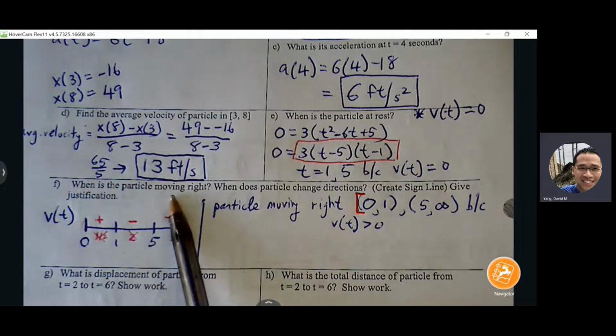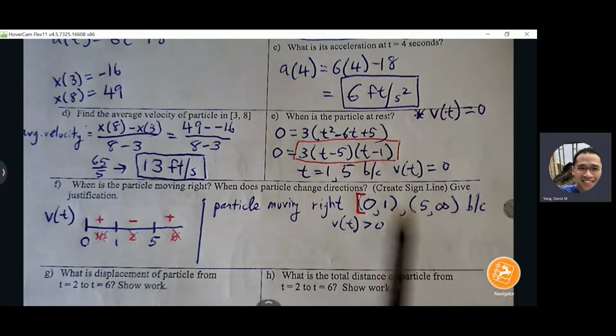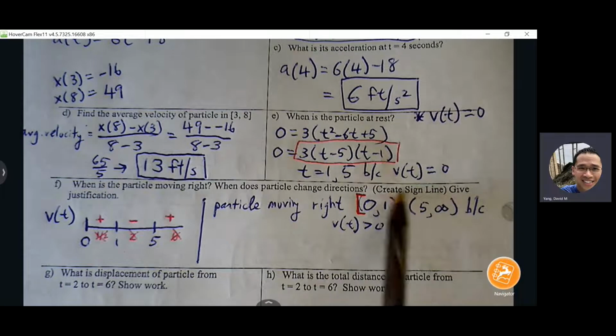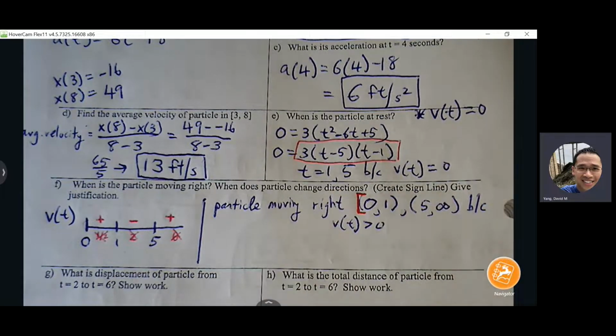Okay, next up, when is a particle moving right? When is a particle changing direction? So in order to do this, we need to create a sign line, but on the quiz, I'm not going to say create a sign line. You're going to have to make that connection where you have to understand that your sign line is going to help you gather all that information.